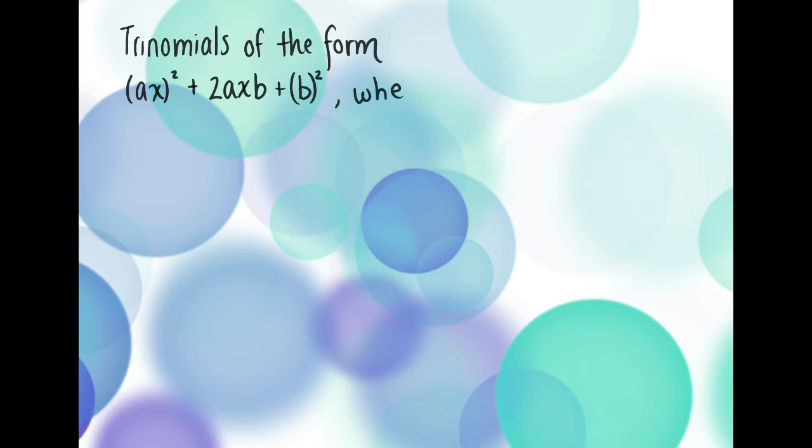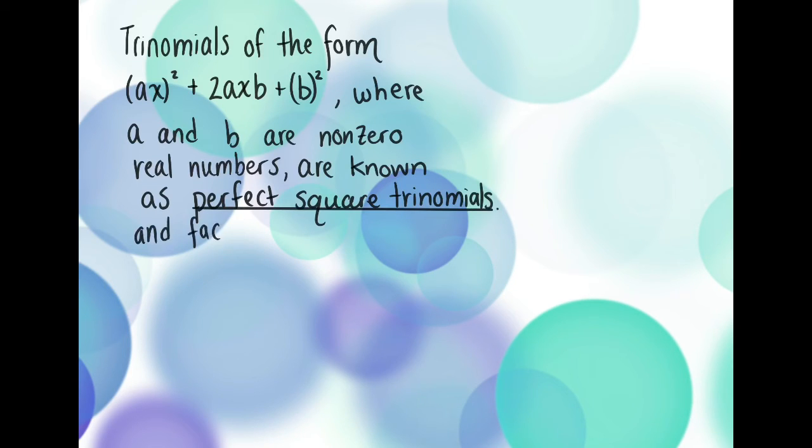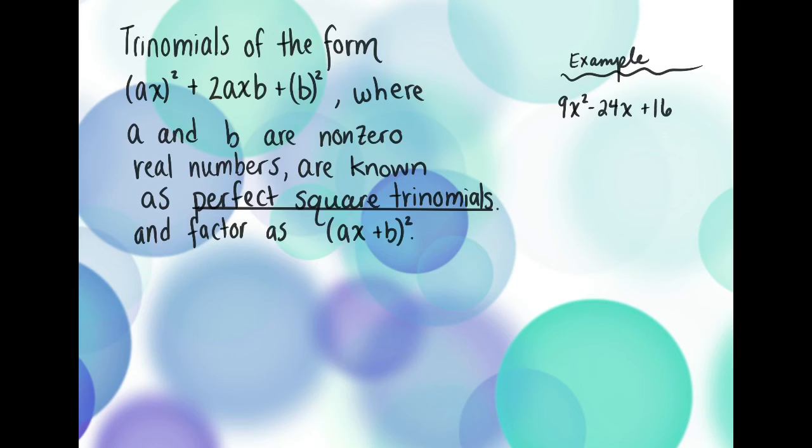Now, trinomials that are special and can be easily factored look like ax squared plus 2 times ab x plus b squared. Now, careful, a and b have to be non-zero real numbers. And these are called perfect square trinomials, and they factor as (ax plus b) quantity squared.